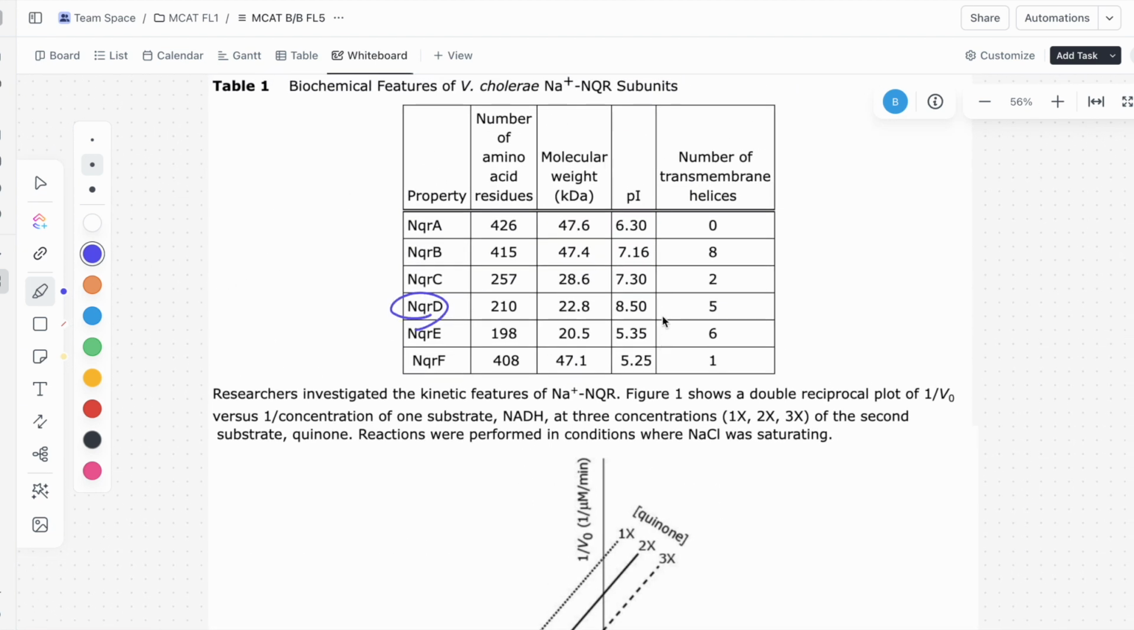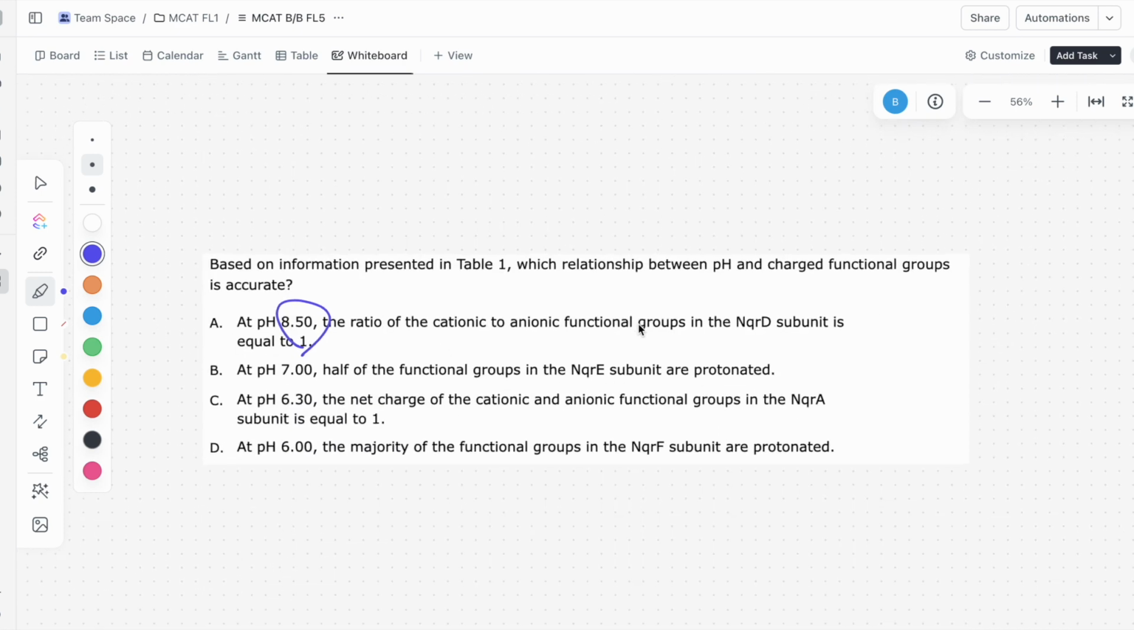NQRD is right here. What we'll notice here is that the PI is given in this column here. And we'll notice the PI for NQRD is 8.5. So what exactly is PI, guys? This is a really important concept you need to know, and that's the isoelectric point. What is the isoelectric point? That is the point in which you have a Zwitterionic form of an amino acid or some kind of peptide. And what does that mean? That means the overall charge of that amino acid, for example, is 0, or the entire peptide's charge is 0.